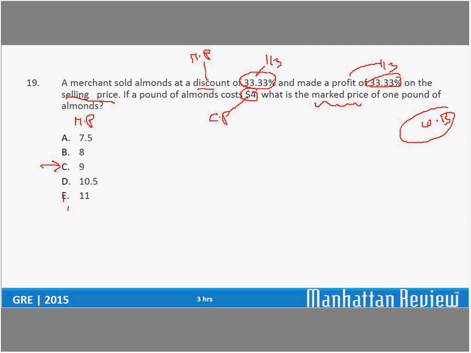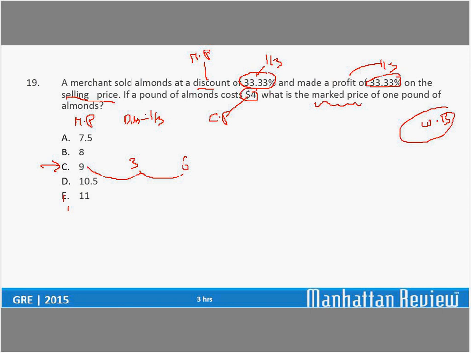So if you assume the market price as $9, what is the discount that is given? 1/3 is how many dollars? $3. 1/3 of $9 is $3, no? Yes. So giving a discount of $3, you will be left with $6. This $6 is nothing but the selling price.